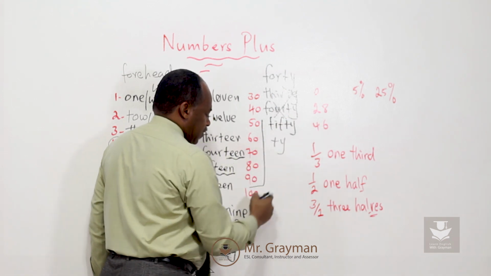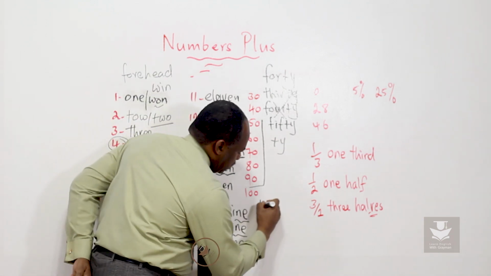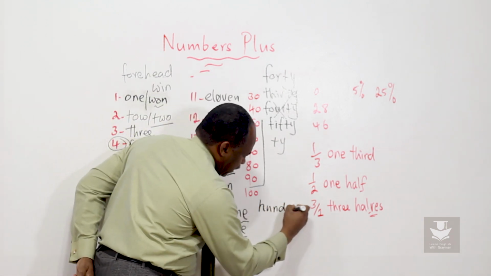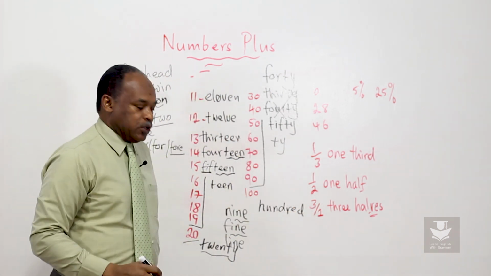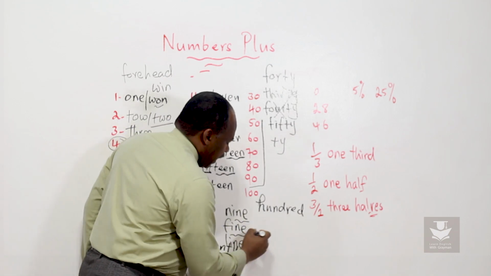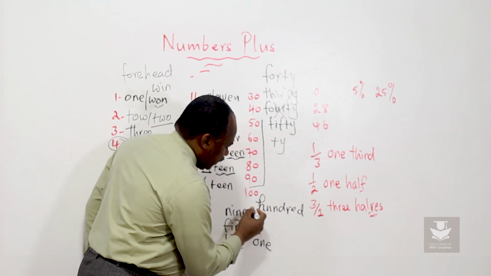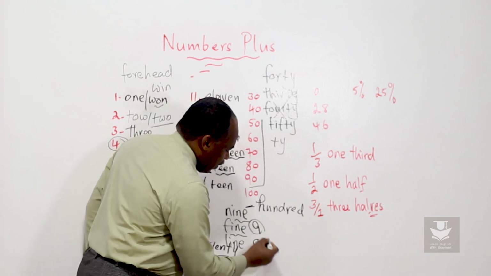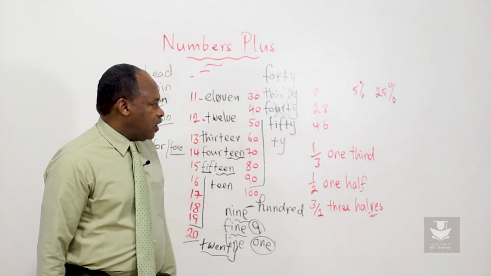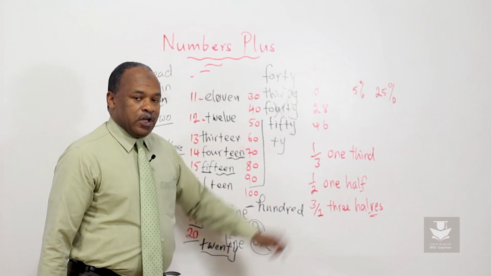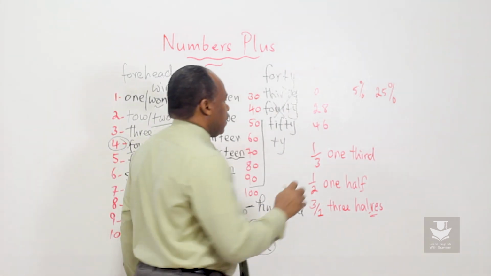F-I-F-T-Y. Here, this is 100. H-U-N-D-R-E-D. And we have to write it either a hundred or one hundred. If you leave it without a and without one, that is not correct. Okay? I'm going to continue here. This video is going to be a little bit longer, but I'm going to go here.